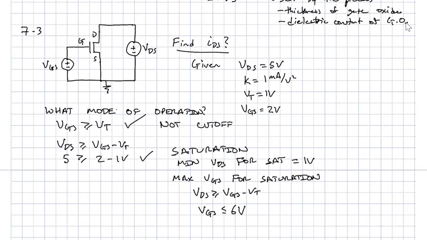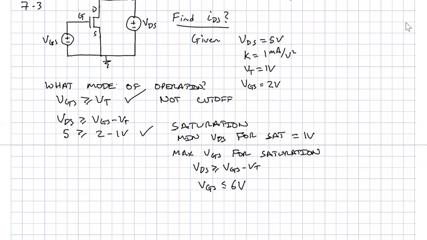So now we know the regions of operation for keeping this device in saturation. We know that with the parameters that have been given, it's in saturation. So then what do we use? We use the switch current source model.